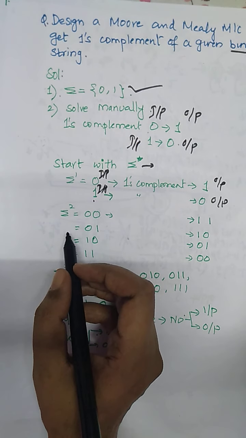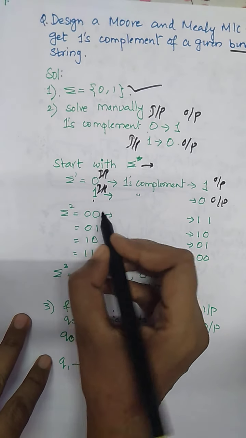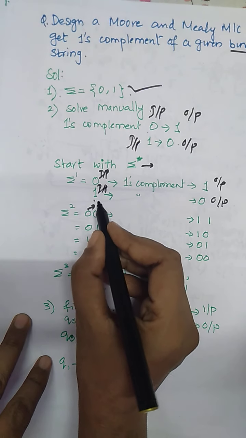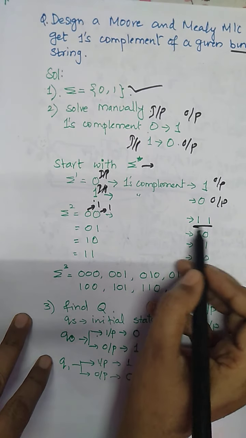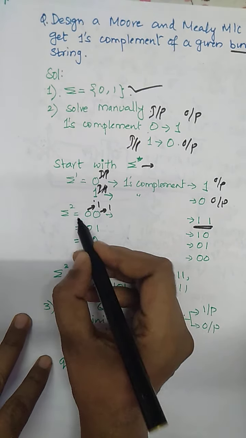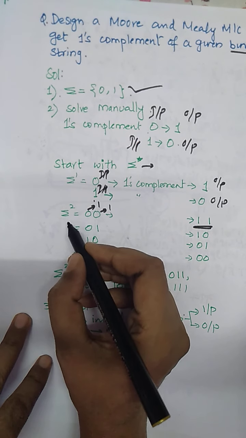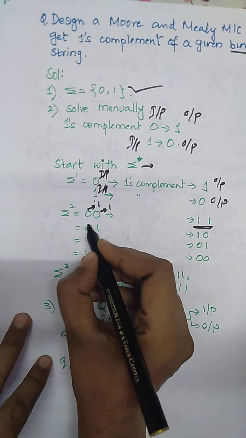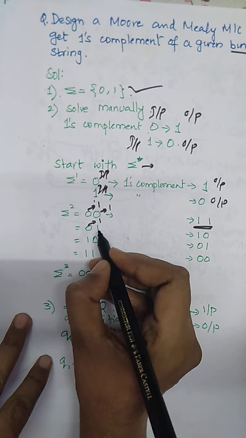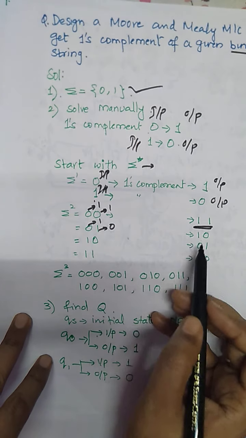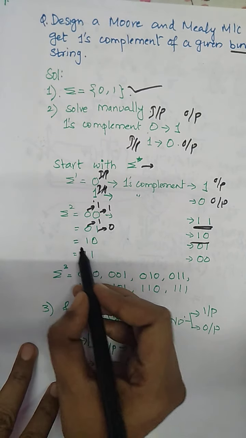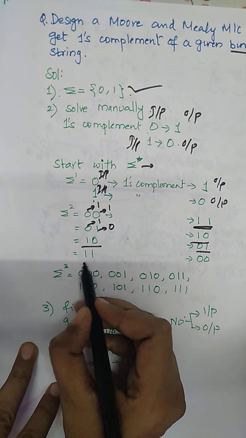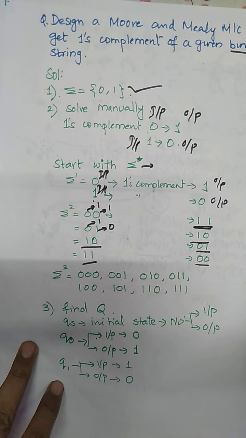Then sigma square is 0, 0. So what will be the output? This 0 output will be 1. For this 0 output will be 1. So the output because of the ones complement will be 1, 1. The second string that we found in sigma square is 0, 1. Because of this 0, the output has to be 1. Because of this 1, output has to be 0. So what we are getting is 1, 0. If it is 1, 0, output will be 0, 1. If it is 1, 1, output will be 0, 0.